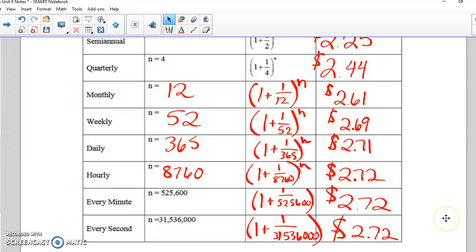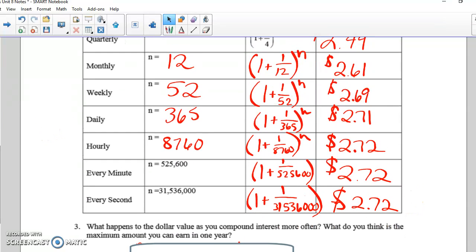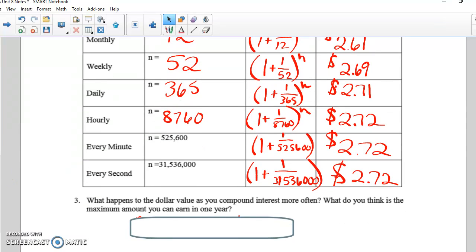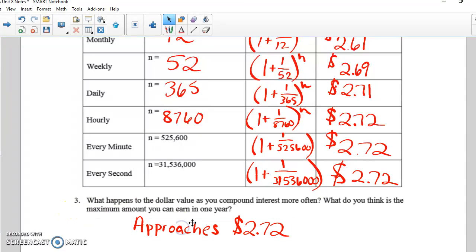Okay, look at what's happening. So the more often that we calculated our interest, the more often that we compounded our interest, what happens? So that dollar that we invested, what happened was it approaches $2.72 at the end of that year. We can't really compound any more than that second, so it looks like it's going to go up to that $2.72. That's the maximum that we can have.